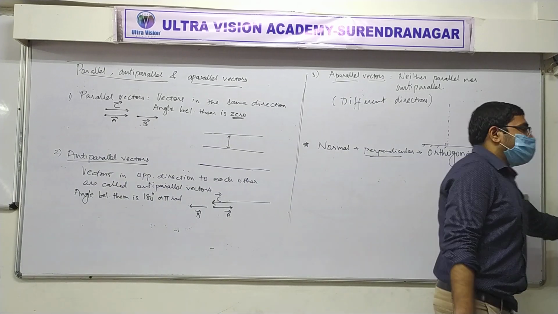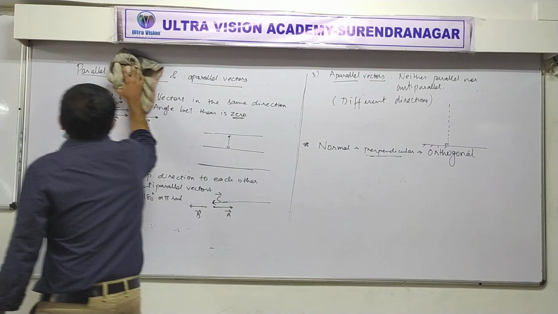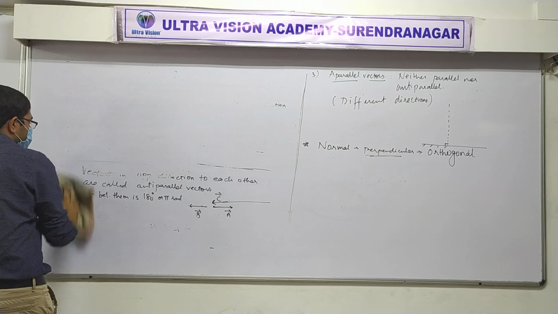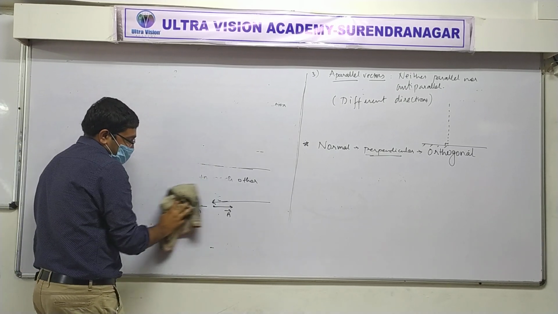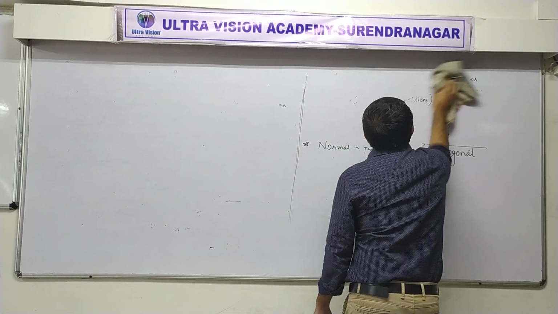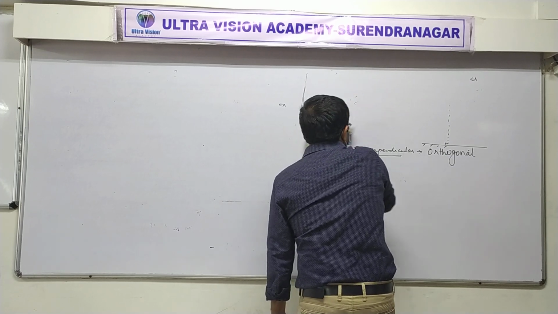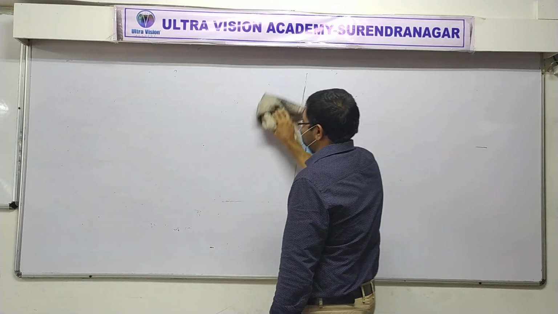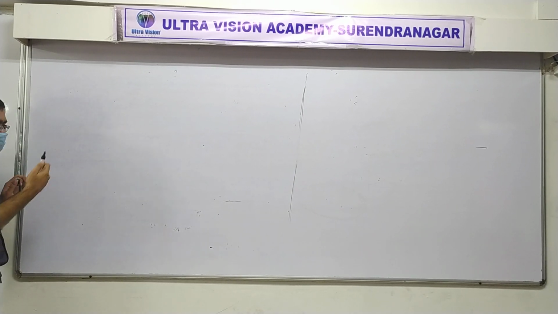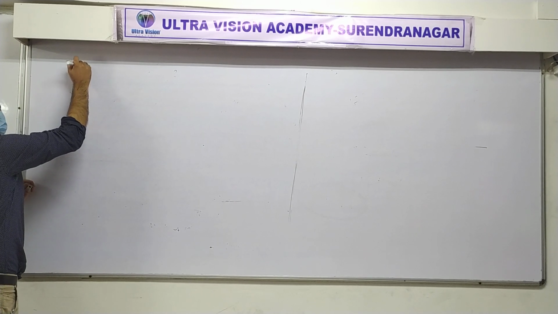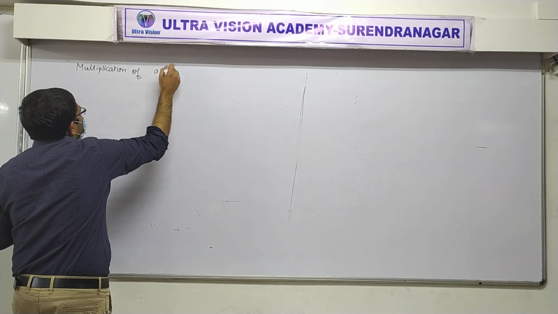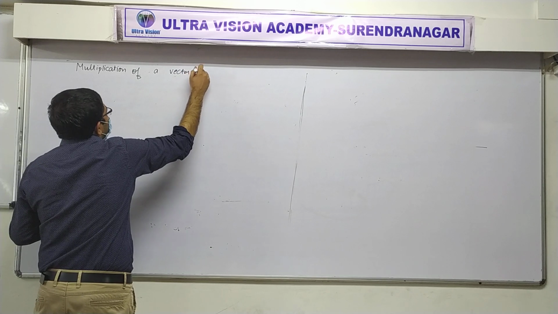Now we are going to learn how to multiply a vector with something. So far we have learned how to add and subtract vectors. Okay, now time for multiplication. It is a very basic topic, like for little kids, and you should know it. So, multiplication of a vector with a scalar.